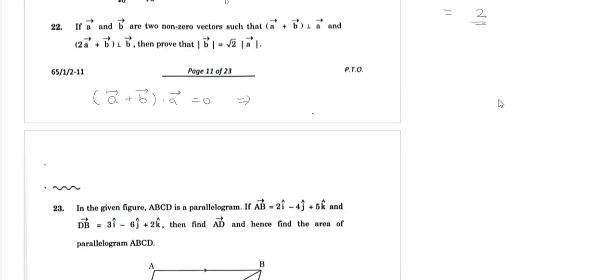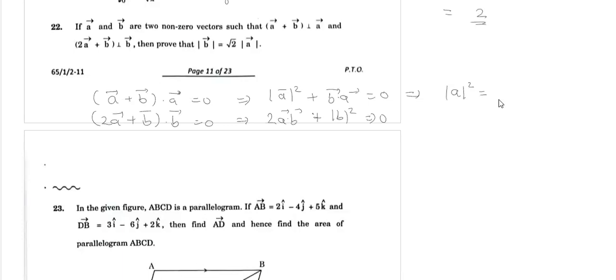If the dot product is 0, this means A vector multiplied by A vector will be mod A square plus k times B vector A vector is equal to 0. Okay, similarly (2A plus B) into B will be 0. This will imply that twice AB vector plus k mod B square is equal to 0. This will give you k is equal to minus AB.